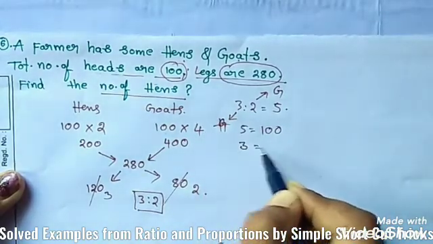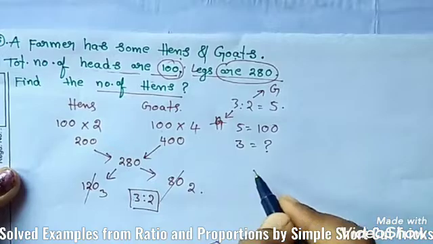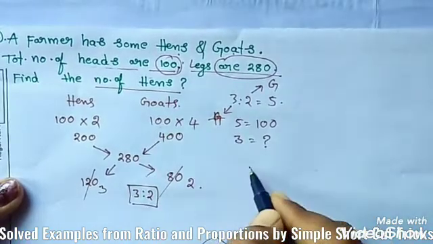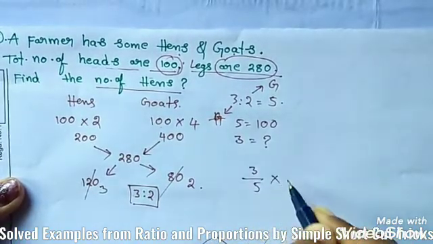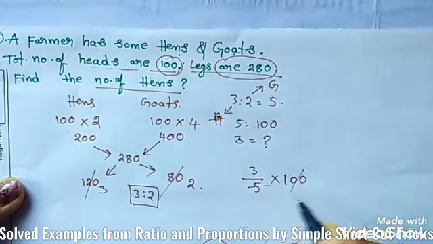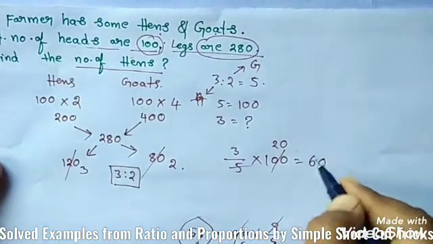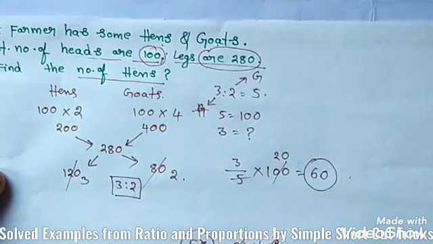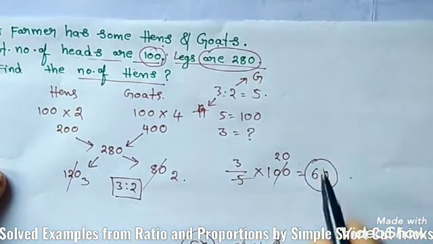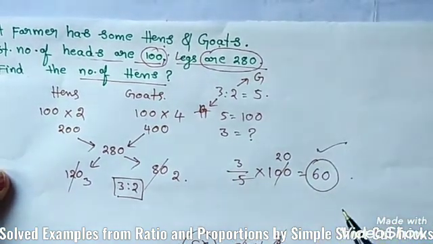means it is 3. For 3, how much number will you get? Simply the calculation is 3 by 5 into 100. This 5 goes into 100, 20 times, so 3 into 20, 60. This is the answer. So the total number of hens is 60.